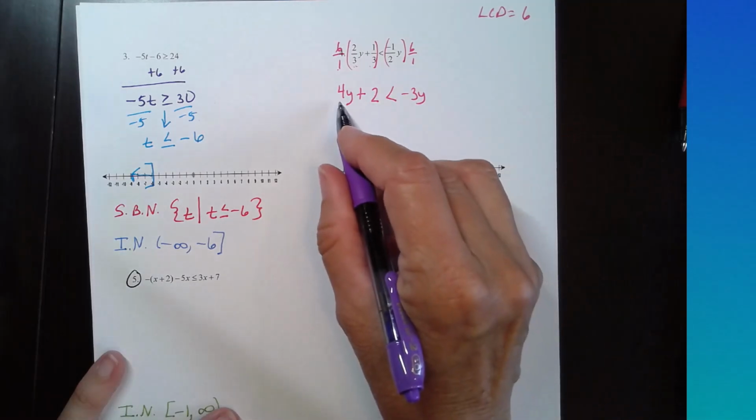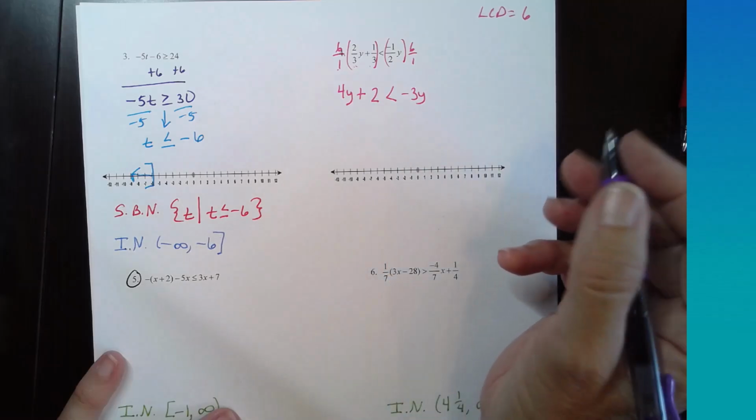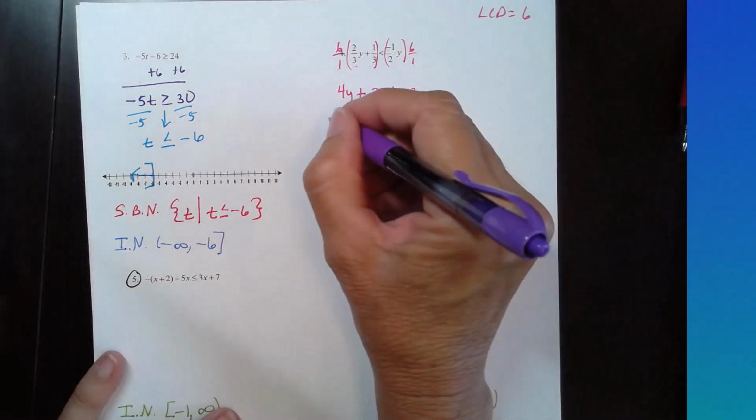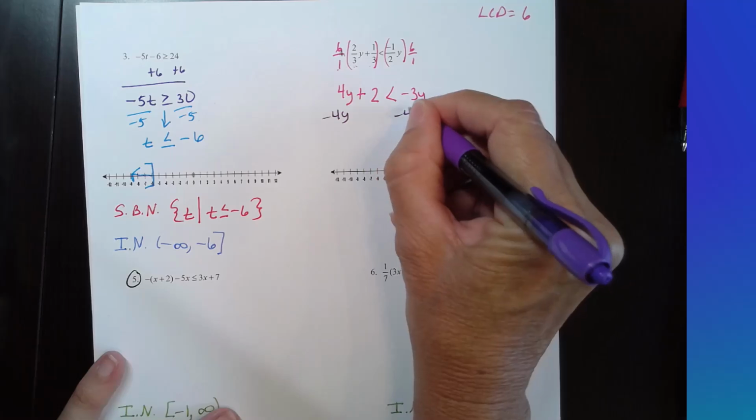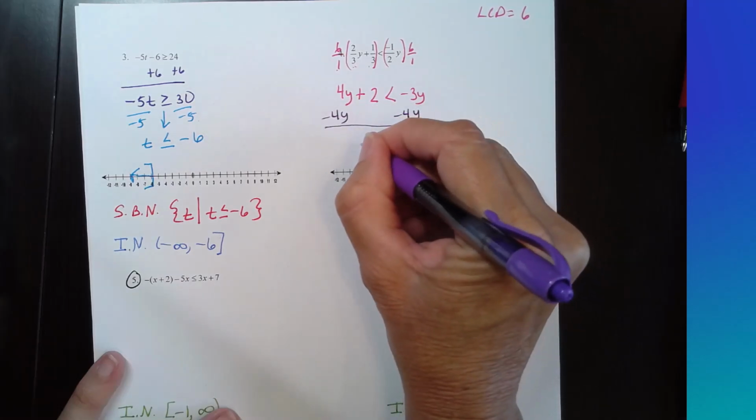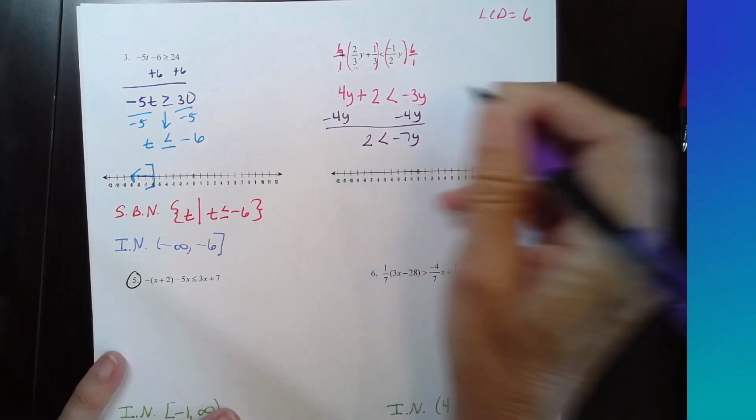That's one way. Or we can subtract over the 4y and then divide. So it depends on how you would like to do it. I'm going to go ahead and subtract the 4y over to the right-hand side. So you end up with 2 is less than -7y.